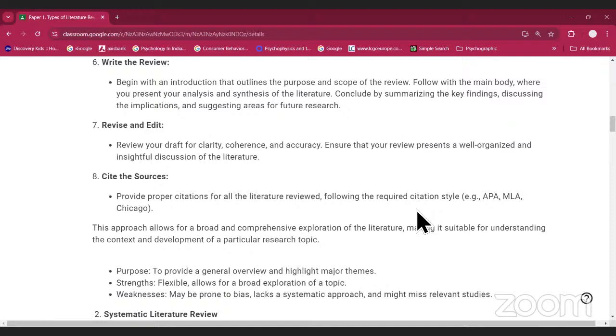Purpose: to provide a general overview and highlight major themes. Strengths: flexible, allows for a broad exploration of a topic. Weaknesses: may be prone to bias, lacks a systematic approach, and might miss relevant studies. Okay. Number 2. No, that is okay.